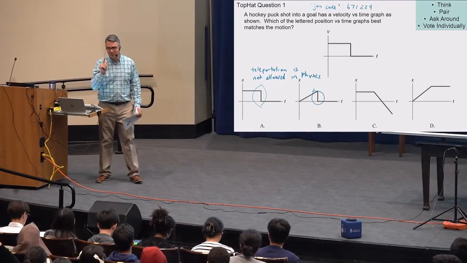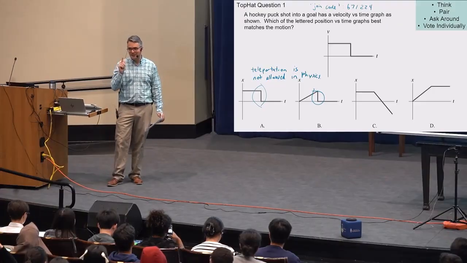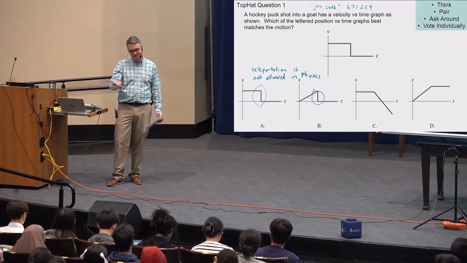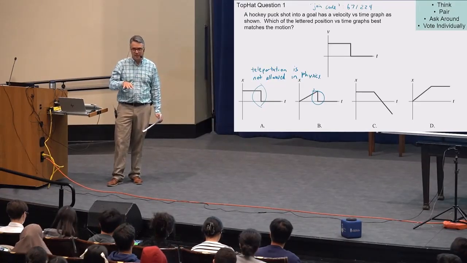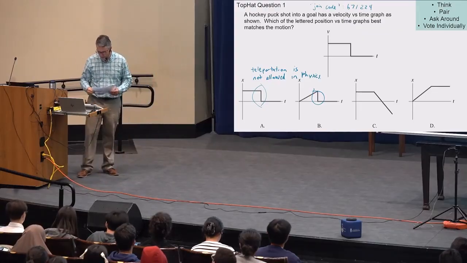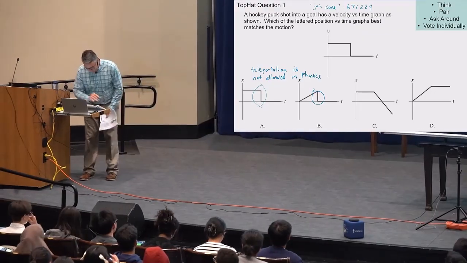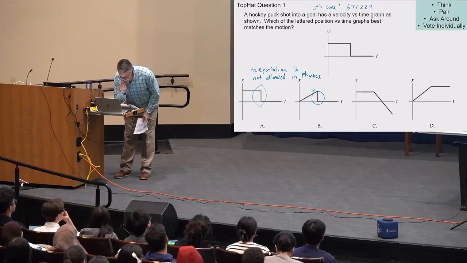And there's an important rule in physics: nothing can travel faster than the speed of light. Not even information can travel faster than the speed of light, or else it violates causality and a bunch of bad things. So forget about those ones. So it's either C or D.